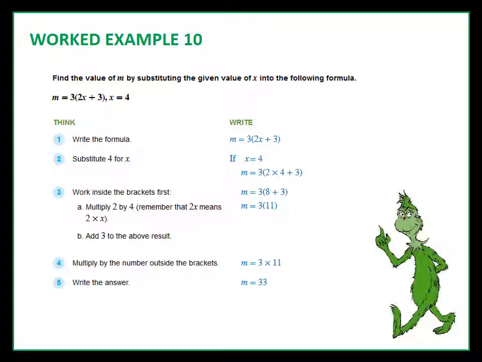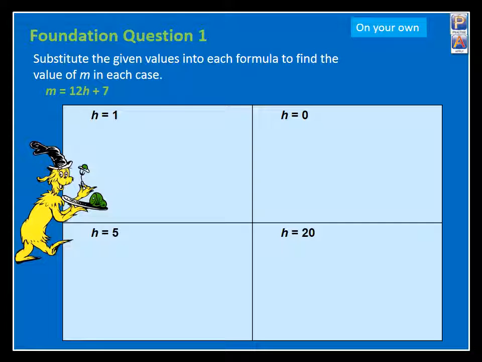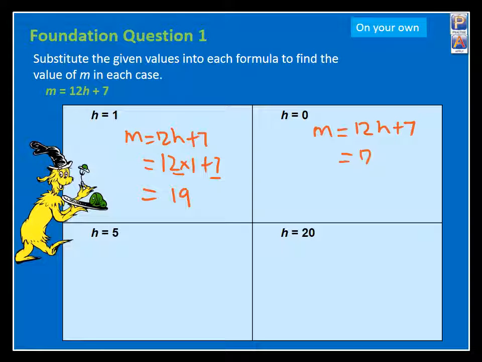You can have a go at these ones, but they're all done the same way. Let me just do a couple of them. Formula down, put in my number. Now, if you can work all this out in one step, go right ahead. 12 times 1 is 12, plus 7 is 19. 12 times 0 is 0, plus 7 is 7, and so on.